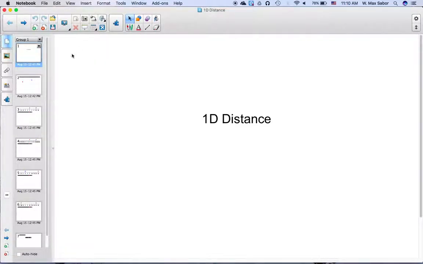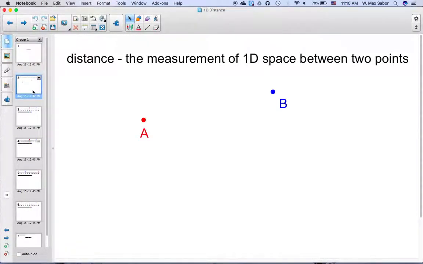Distance. You've dealt with distance before. What is it? Distance is the measurement of one-dimensional space between 2 points. So one-dimensional meaning that I'm going straight from A to B. I'm not talking about like this space. I'm just talking about directly from A to B.